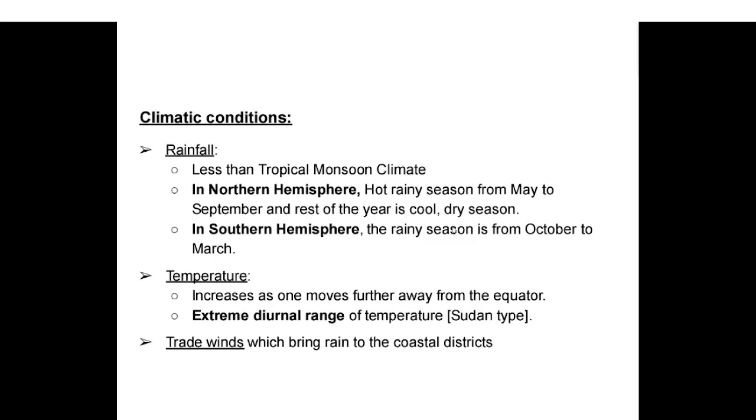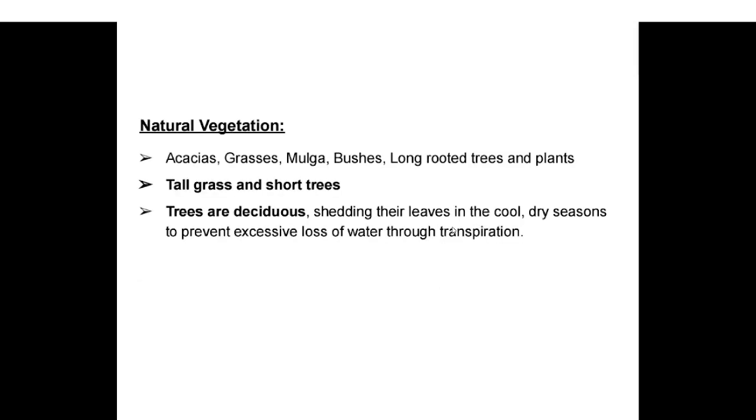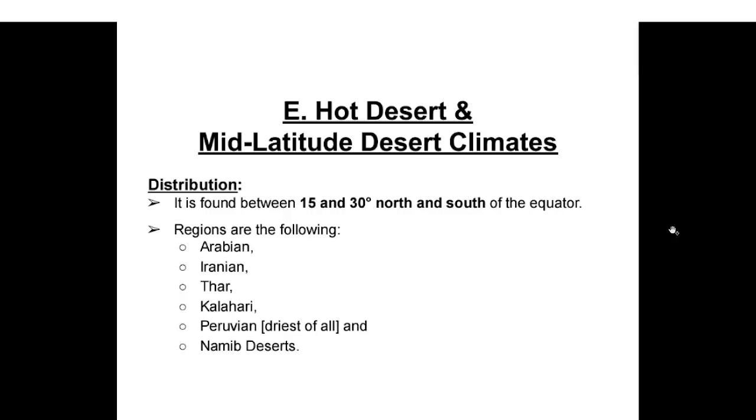Extreme diurnal range of temperature, Sudan type. Trade winds bring rain to the coastal districts. Natural vegetation: acacias, grasses, mulga bushes, long-rooted trees and plants, tall grass and short trees. Trees are deciduous, shedding their leaves in the cool, dry seasons to prevent excessive loss of water through transpiration.